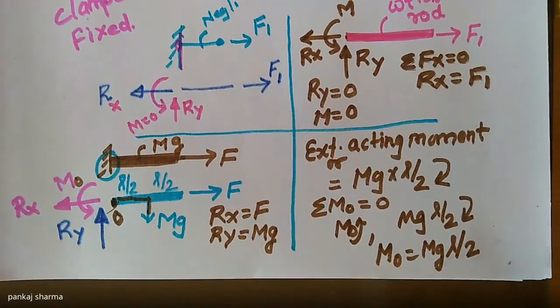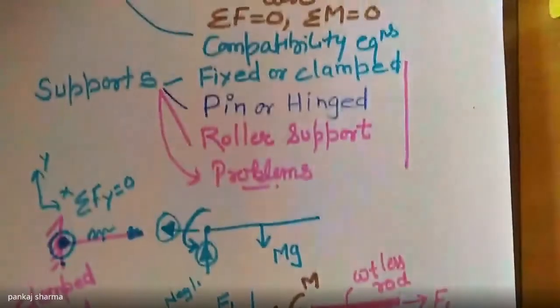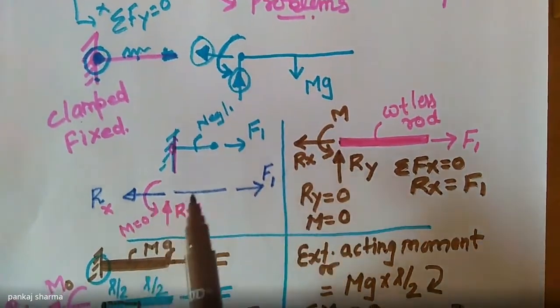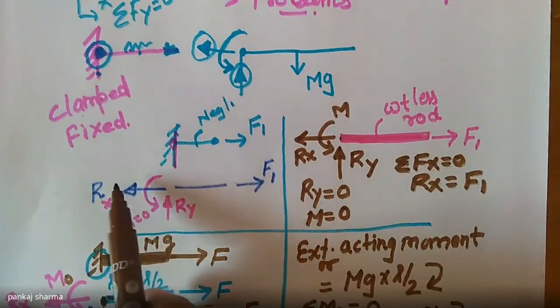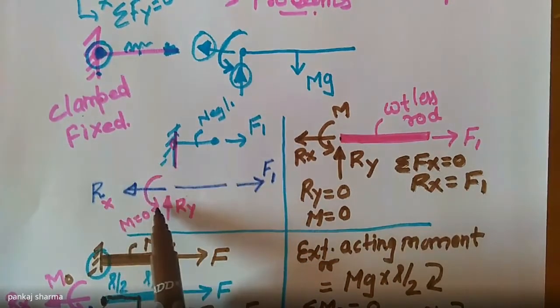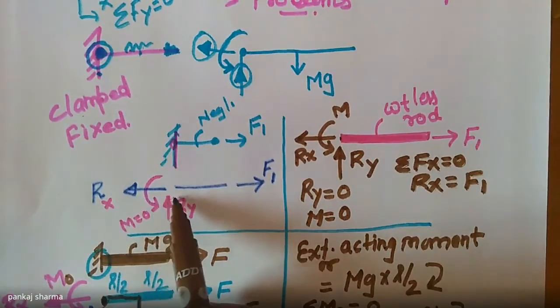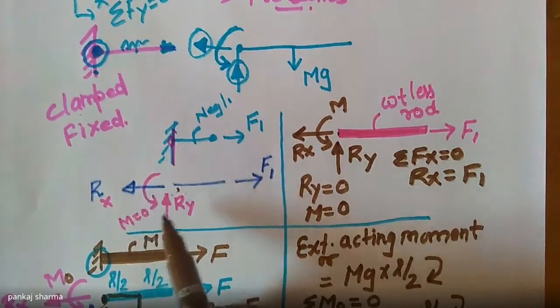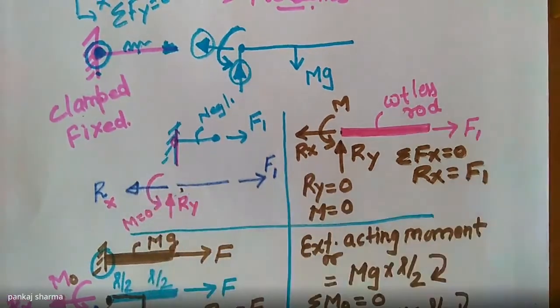So it is a property of the clamp support. I am again saying the clamp support is nothing but Ry is there, Rx is there, and the net reacting moment is there. And all these values depend on the external values.